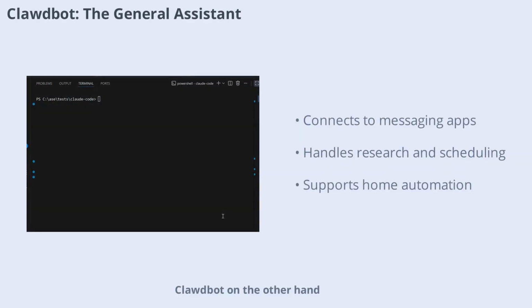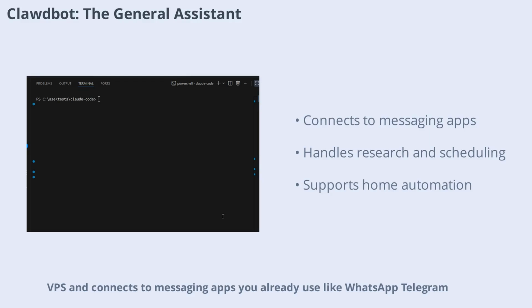Clawdbot, on the other hand, is an open-source personal assistant created by Peter Steinberger. It runs on your own machine or a VPS and connects to messaging apps you already use, like WhatsApp, Telegram, Discord, Slack, Signal, and iMessage. Clawdbot handles everything from research and scheduling to home automation and proactive alerts. It can even do coding tasks, but that's just a small part of its capabilities.